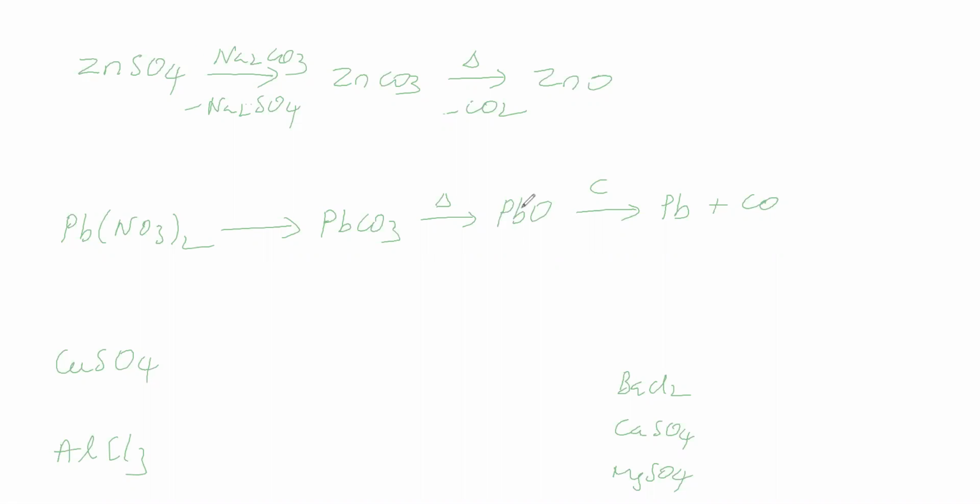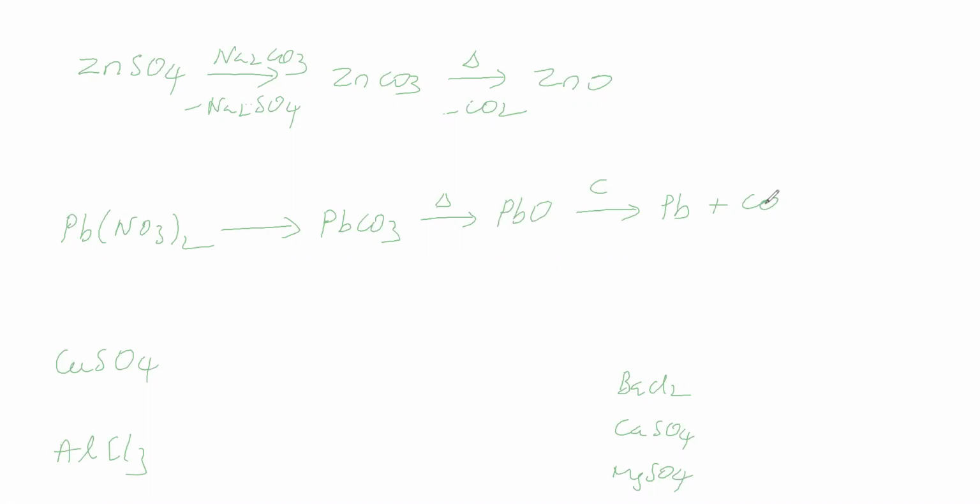This Pb has a 2 plus oxidation number. That 2 plus oxidation number becomes 0. It is called a reduction. It is undergoing reduction because of this reducing flame. This reducing flame contains carbon. Carbon takes oxygen and becomes carbon monoxide.